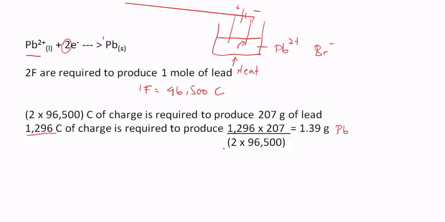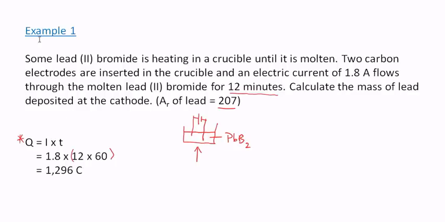Okay, so just to recap the steps, first thing we need to do is to calculate the amount of charge flowing in the circuit, and that is Q equals I multiplied by T. We needed to convert the 12 minutes into seconds. And once we do that, we need to write the half equation.